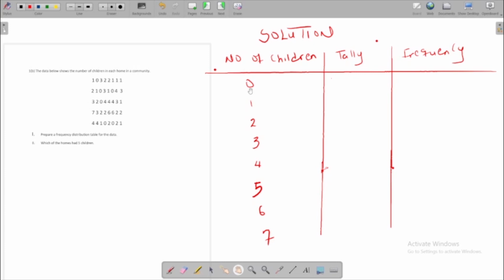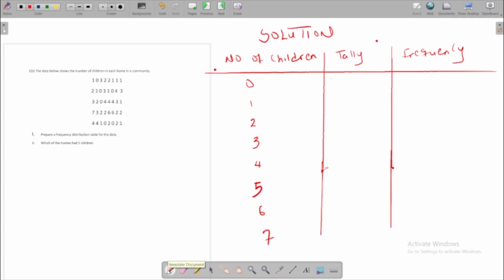The first one, number of children, because the number starts from 0, and the maximum number here is 7. So the number of children, list them out: 0, 1, 2, 3, 4, 5, 6, 7. So now we go there. How many houses have 0 children? We go there, we count where we have 0, and we strike it out.